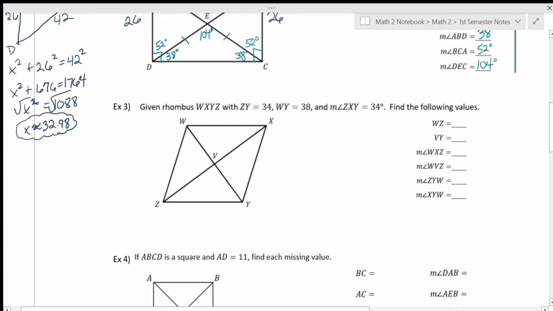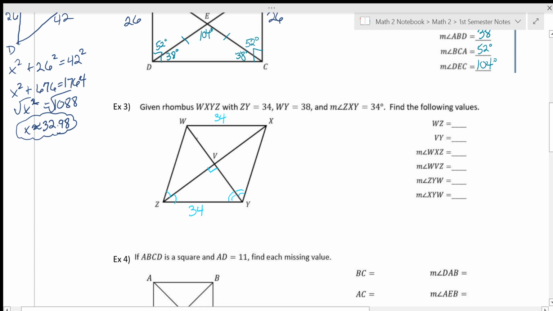Now we have example 3, which is using our properties of a rhombus. Again, all the properties of a parallelogram plus the diagonals are perpendicular plus the diagonals bisect the angles. So those are our specific properties of a rhombus. So ZY is 34 units. That means that WX will also be 34. Okay, and then also I know that with a rhombus, my diagonals are perpendicular and my diagonals bisect my angles. So I'm going to add some markings in there just to remind myself what my properties of a rhombus are.